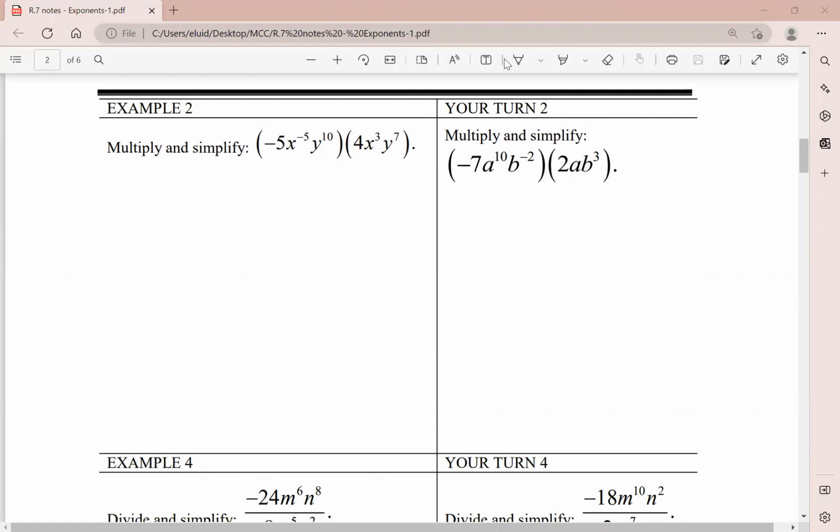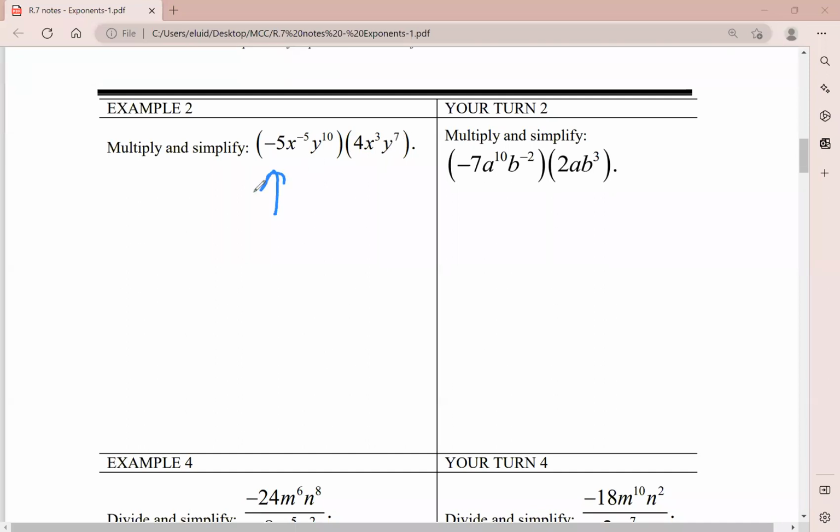All right, so here's another multiplying example. -5 x to the -5 y to the 10th times 4x to the third y to the 7th. So just like the previous problems, we're going to start by dealing with the coefficient numbers. In this case, we'll multiply -5 times -4, which is -20.